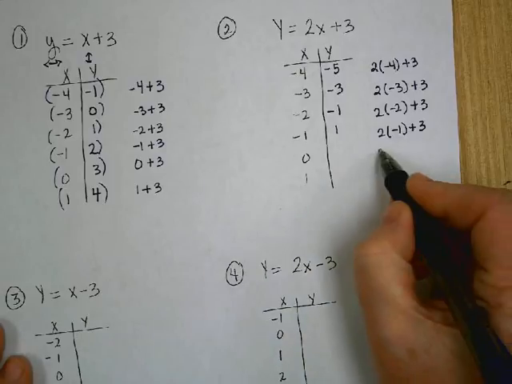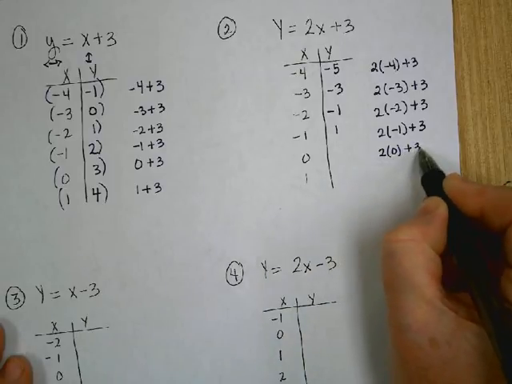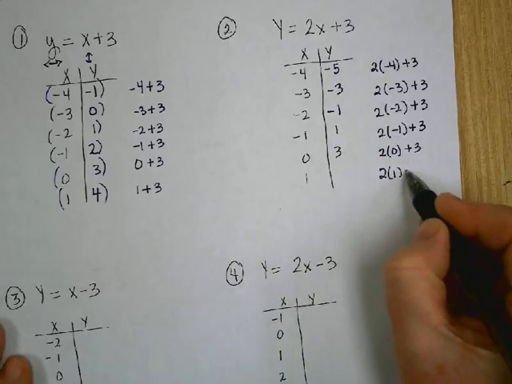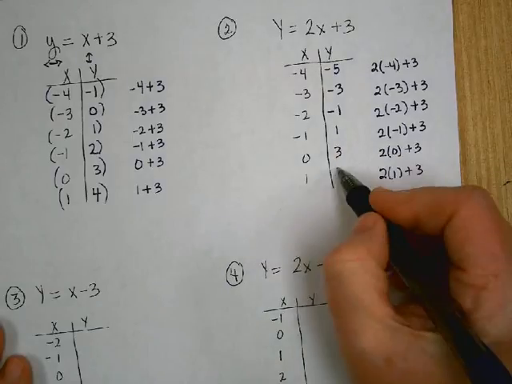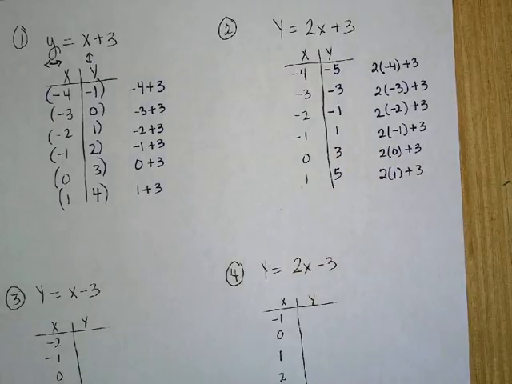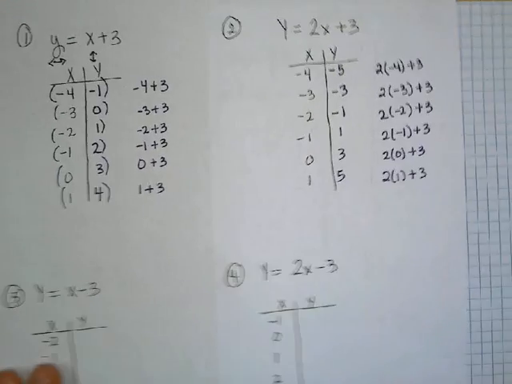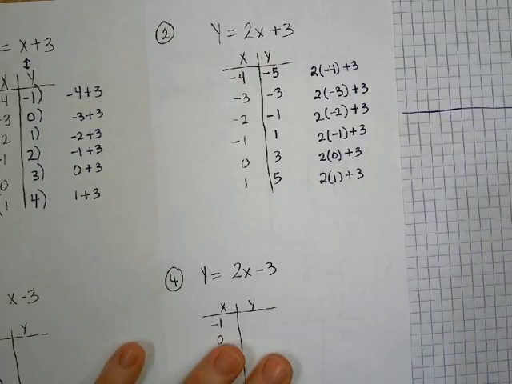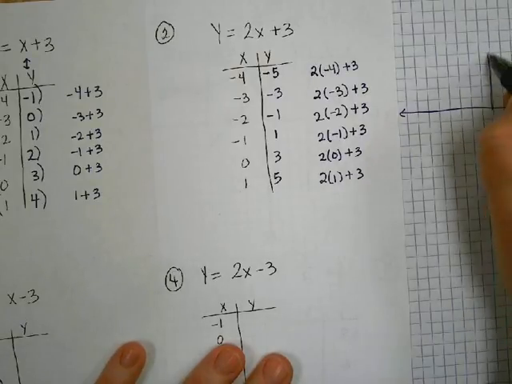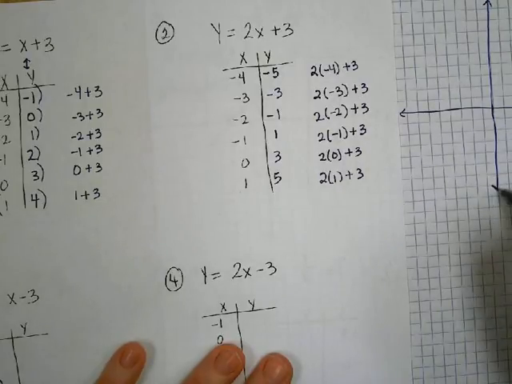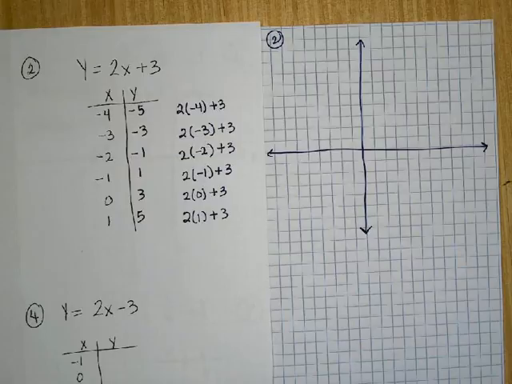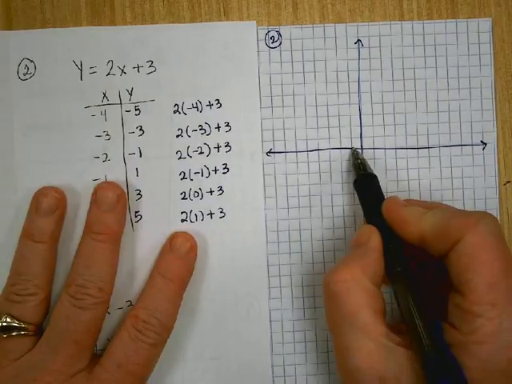Right. 2 times 0 plus 3 is 3. And then 2 times 1 plus 3 is 5. Okay, back to our graph paper. Going to graph this one. Everybody ready? First point is at negative 4, negative 5.